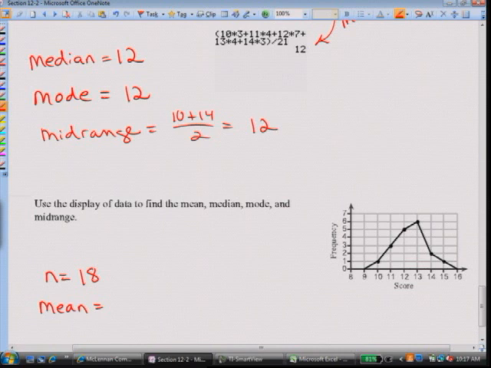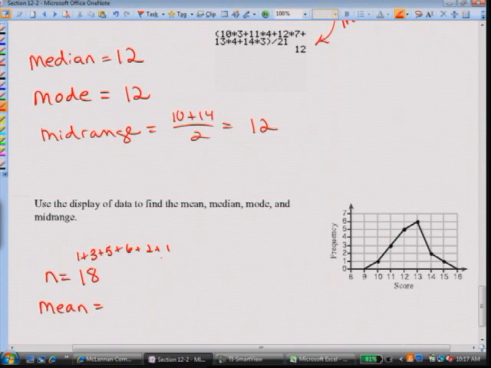Is everybody okay with how I counted them? You can do 1 plus 3 plus 5 plus 6 plus 2 plus 1. So 16, 17, 18, yeah?